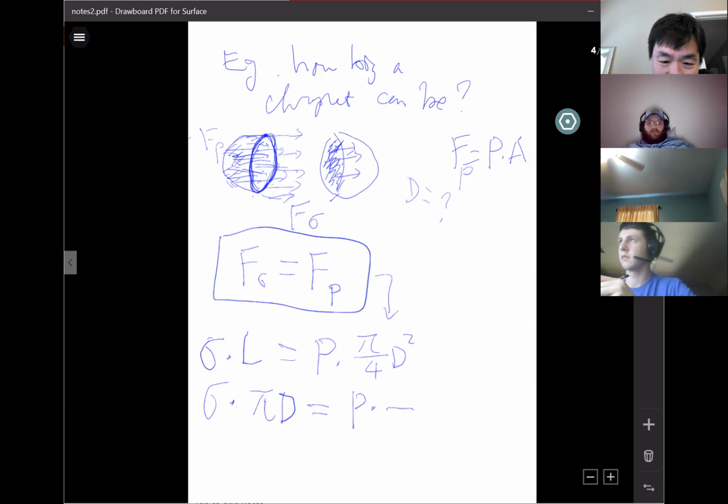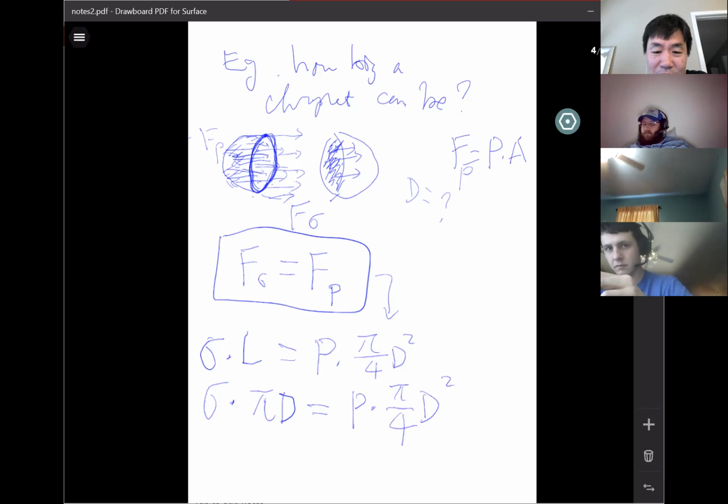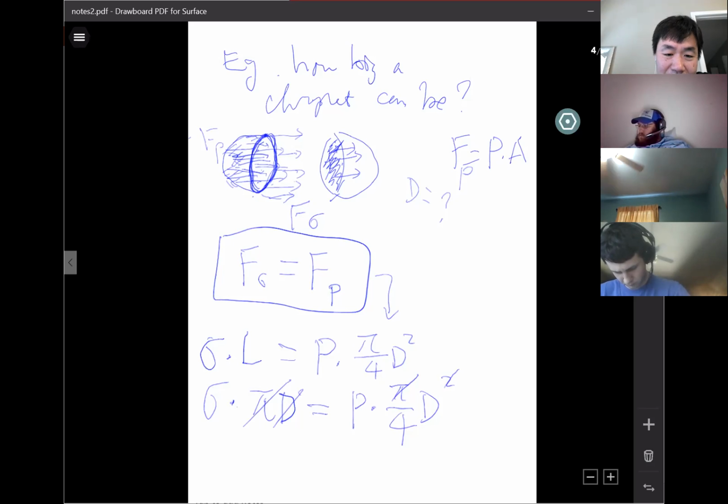Okay, I can copy this. Great, right? Did we solve the problem? I think we did. After this is basically elementary school stuff, right? So cancel the pi. Cancel a d. Is that right? So what is the question? We are asked to calculate the maximum d. D equals, we move around the letters, 4 times sigma divided by p.